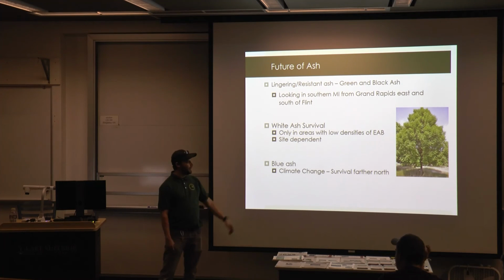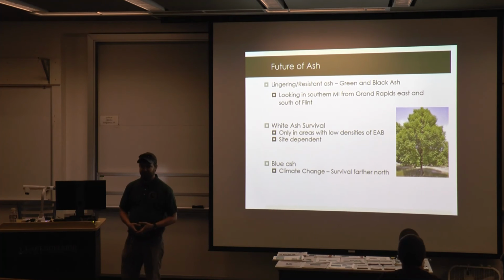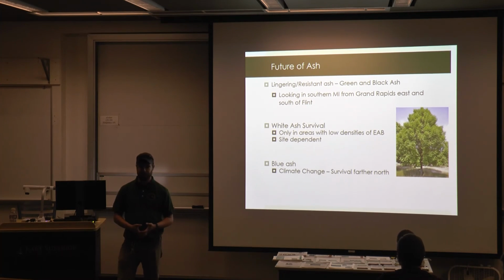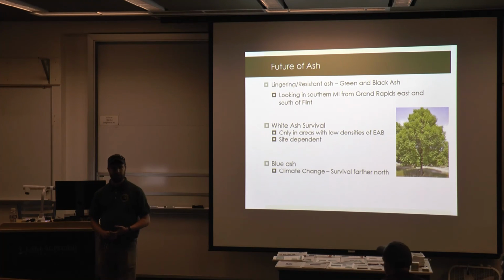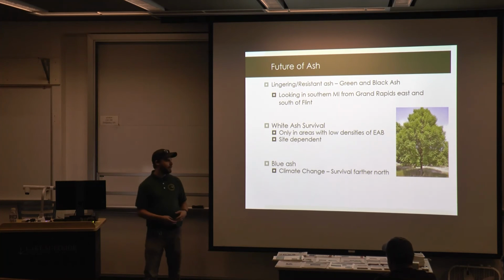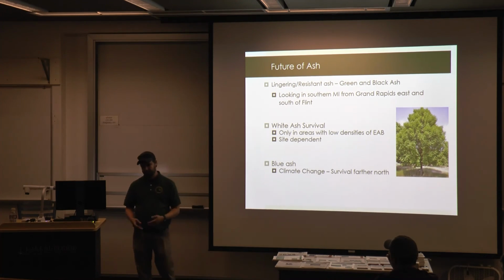And then you have blue ash, which is great. It is highly resistant to EAB. Usually you do not see mortality because of emerald ash borer in blue ash. Problem with blue ash is it does not grow farther north than Lansing unless it gets planted. Now, with climate change and everything that's changing, that might change, and we might be able to replace some of the ash farther north with blue ash in the future.